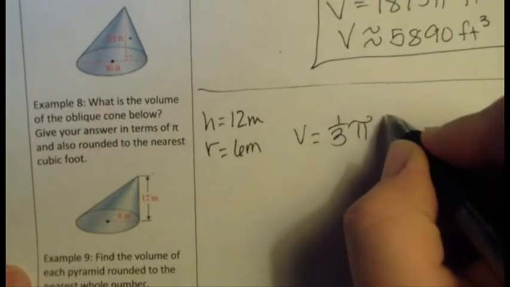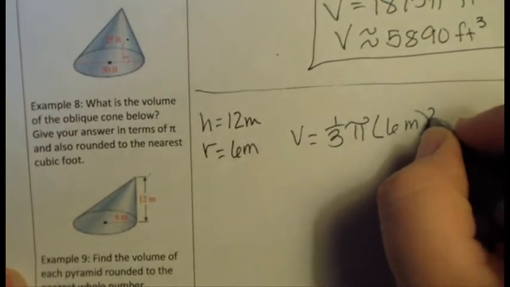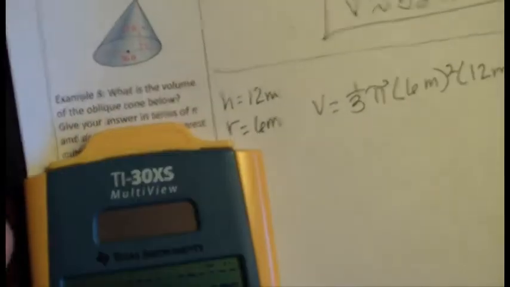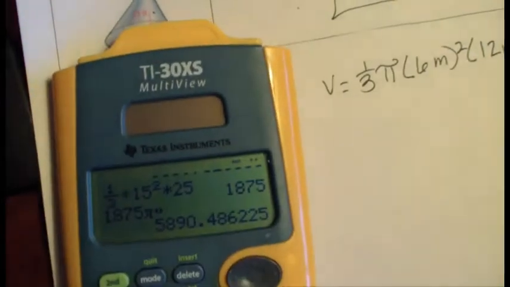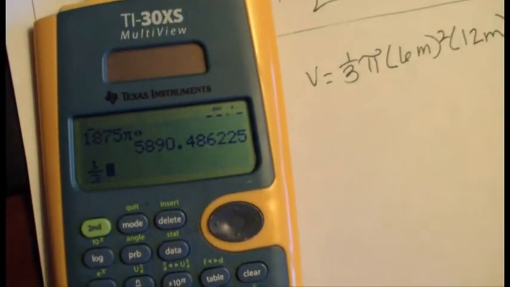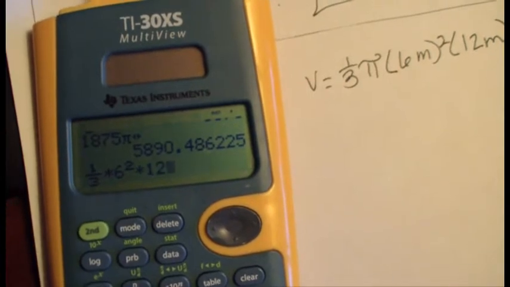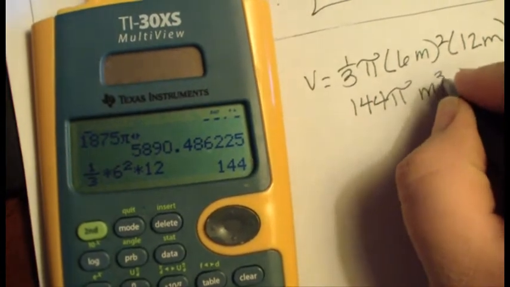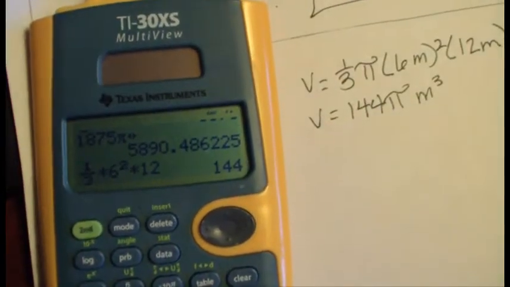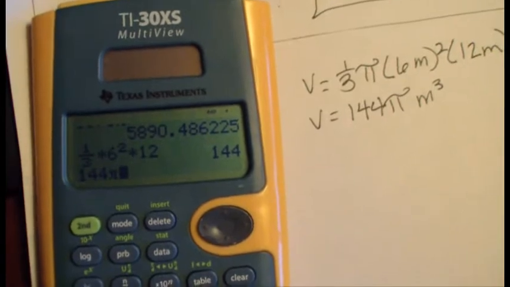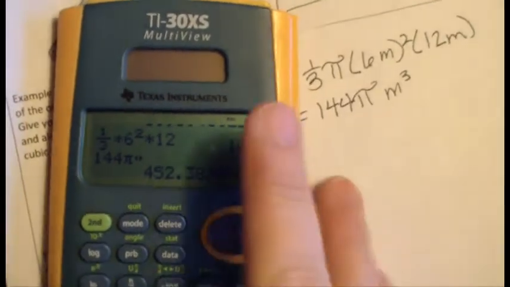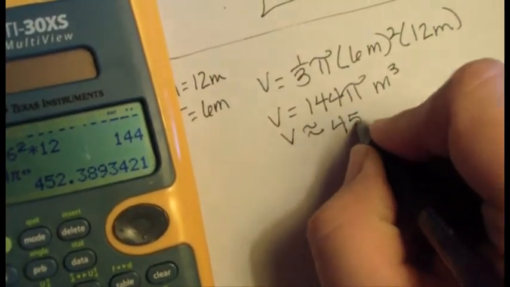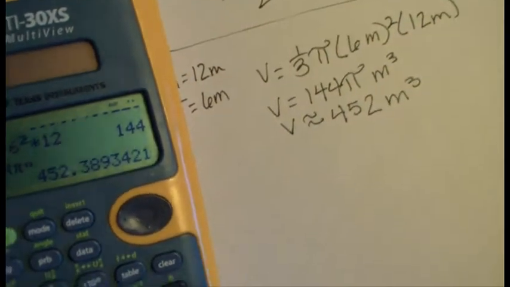1/3 pi r squared h. So 1/3 pi times 6 meters squared times 12 meters. So 1/3 times 6 squared times 12. 144 pi meters cubed is our exact solution. And our approximation to the nearest foot, so we're going to have to round down again. So our volume is approximately 452 meters cubed.